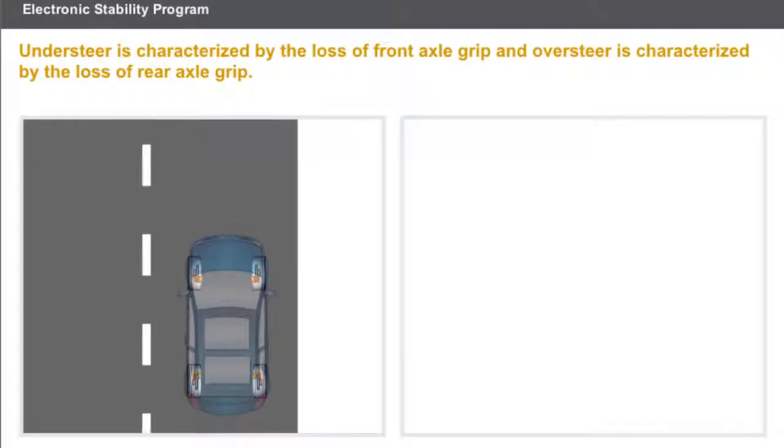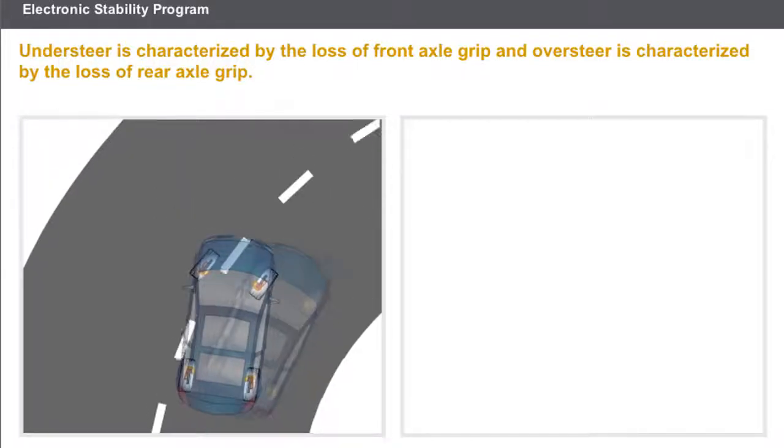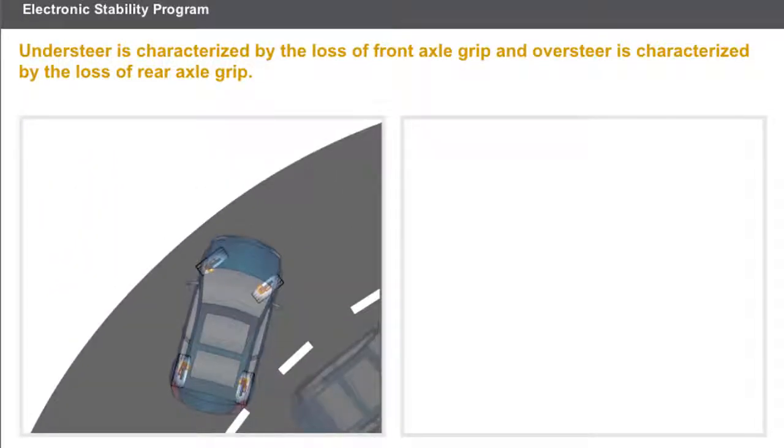Understeer is characterized by the loss of front axle grip. The vehicle departs from its path and moves towards the outside of the corner, despite full steering lock being applied. Understeer is often caused by the vehicle traveling too fast.